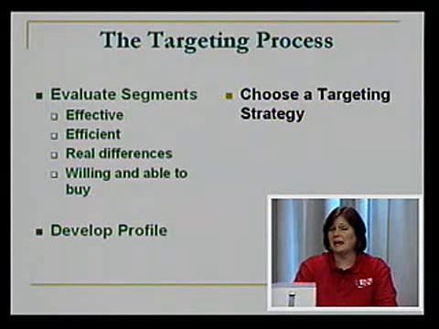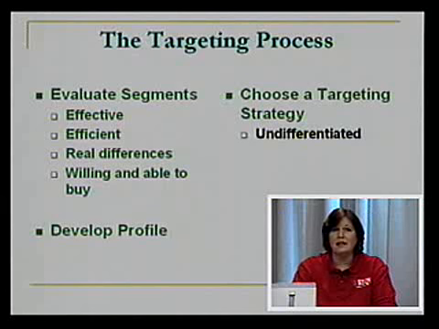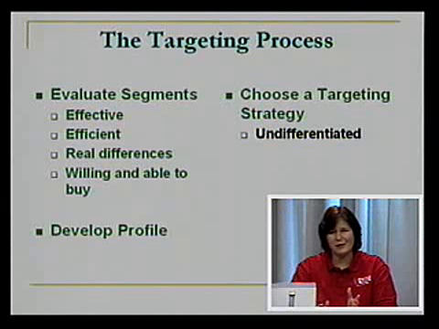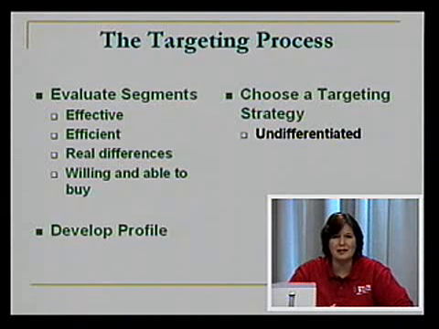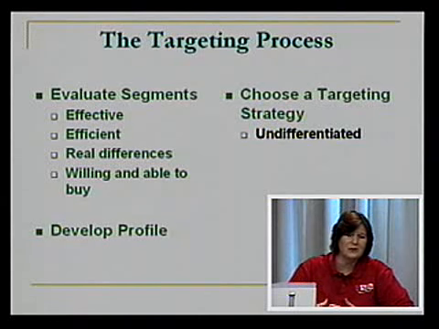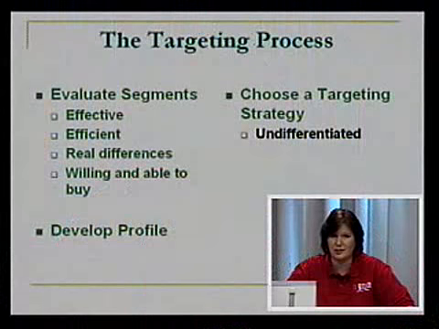So now we have to decide how many of the segments we actually want to target. If we decide, you know what, in terms of our product, people seem to be pretty much the same in the way they use it. And the people who don't use it, the numbers are too small to really worry about. We really need to go after everybody, take more of a mass marketing approach. We call this strategy an undifferentiated strategy.